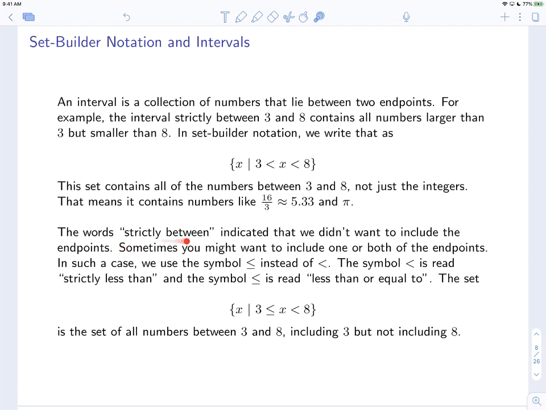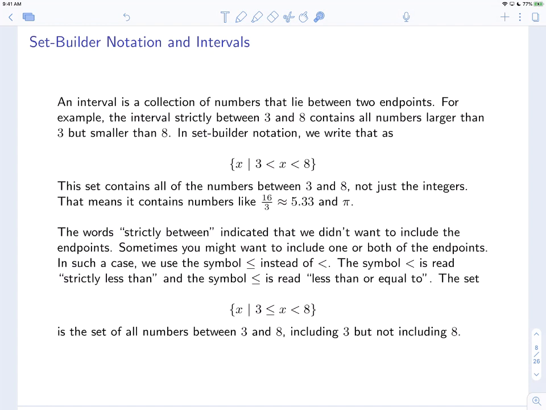The words strictly between indicate that we don't want to include the endpoints. And that corresponds to this strict inequality. 3 is strictly less than x. That means we don't allow x to be equal to 3. And x is strictly less than 8. That means we don't allow x to be equal to 8.